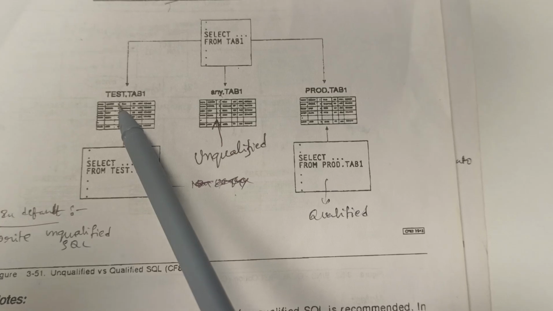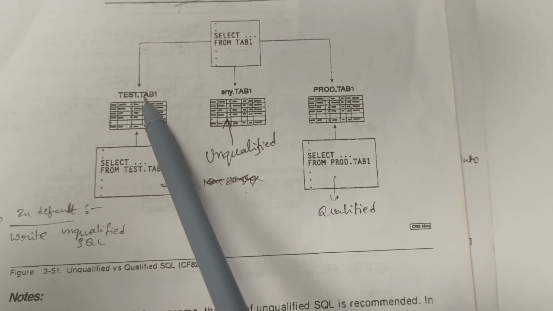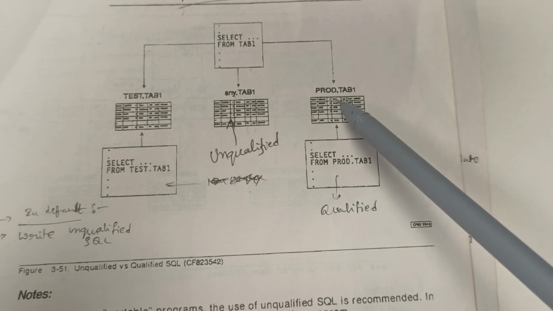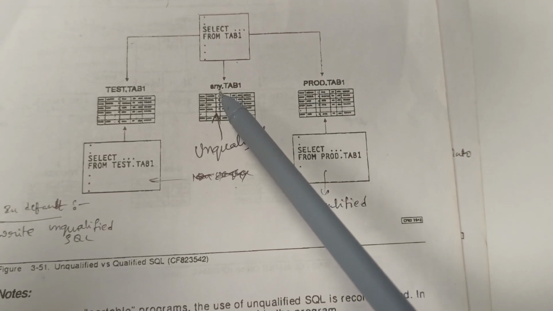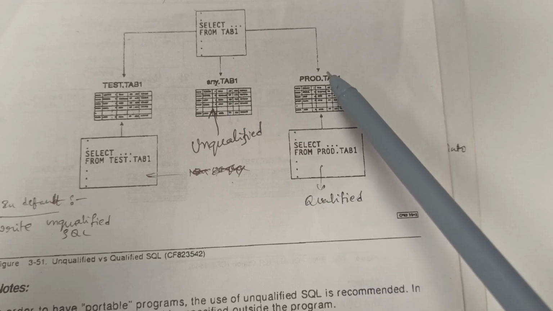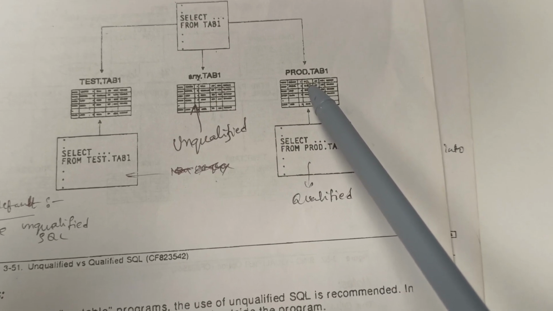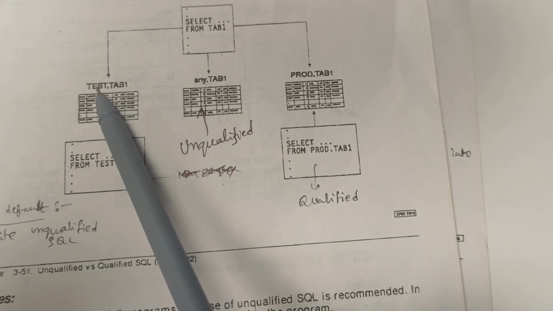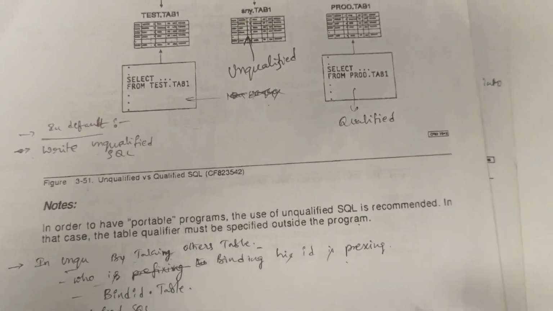And if you are giving a specifically qualified name, we have to explicitly give, for example, TEST.TABLE1 or PROD.TABLE1. If you are not mentioning either, that is called unqualified SQL, and this is qualified SQL. We have to mention what type of table you are going to access, either a test table or a prod table. These are the main differences between qualified and unqualified SQL.